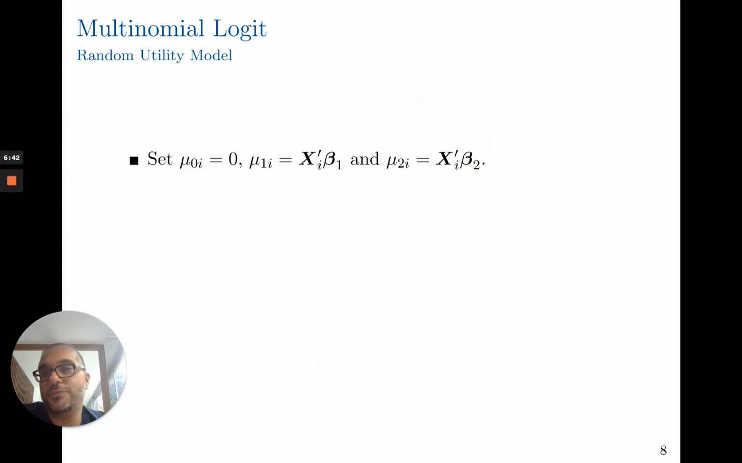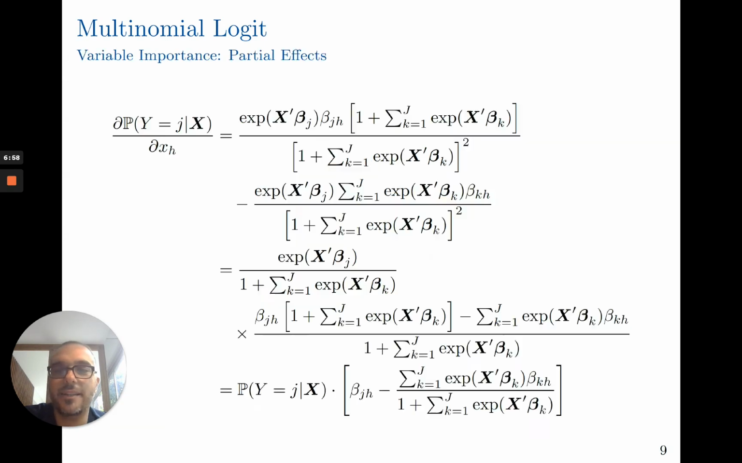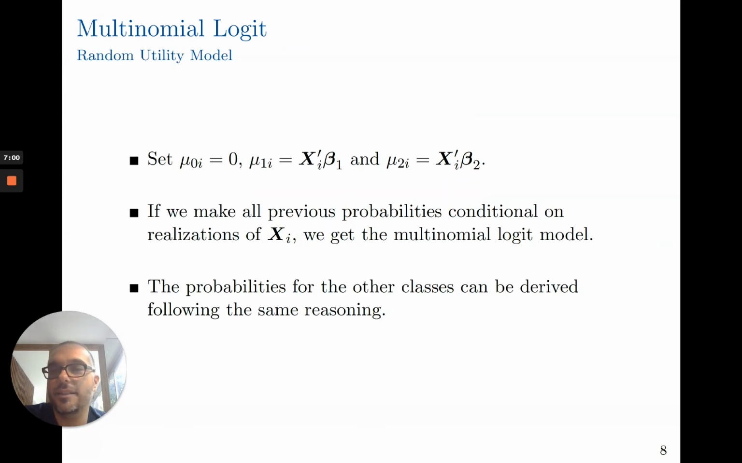So if we set the mu naught, the baseline utility for fixed income, equal to 0, and we define the other mu's as linear functions, then we have exactly the multinomial logit, okay?